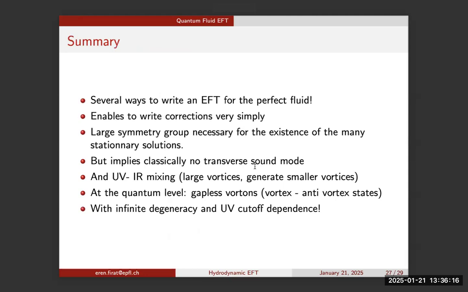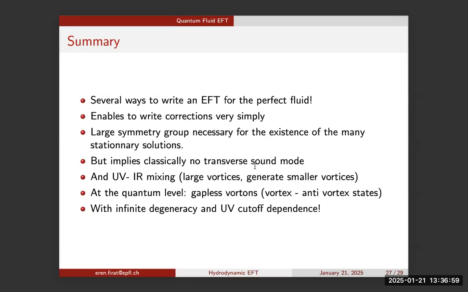So to summarize what I was saying, we saw that there are several ways to write an EFT description that describes the perfect fluid, which are slightly inequivalent. In these descriptions, we can write corrections in a simple way, but all these different EFT descriptions have a very large symmetry group, and this is associated with the fact that Euler's equation has a very large set of non-trivial stationary solutions. At the classical level, the consequence is that the transverse sound modes have a vanishing dispersion relation.